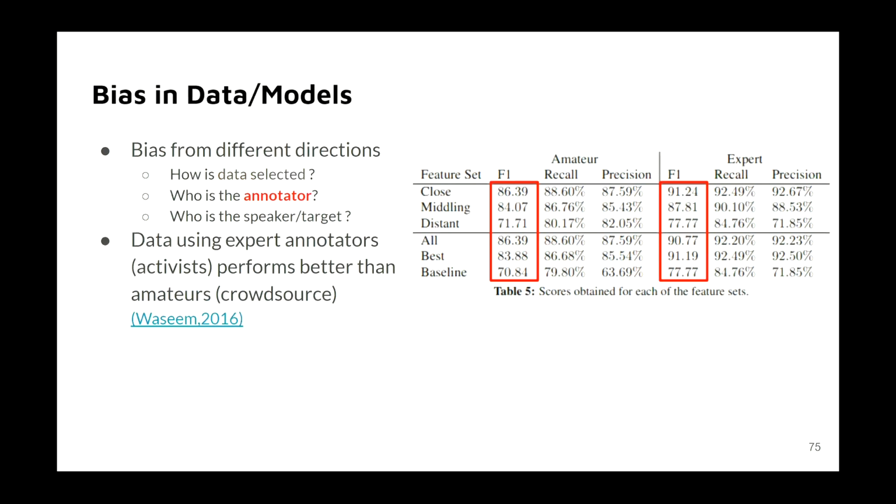The second part is about who is the annotator. Now, for hate speech datasets, one of the important roles is played by the annotators. This is due to the fact that hate speech is often very subjective in nature, as you can already see from the definitions of hate speech. In this study from 2016, they found that data using expert annotators actually performed better than the amateurs when they used the same kind of model.